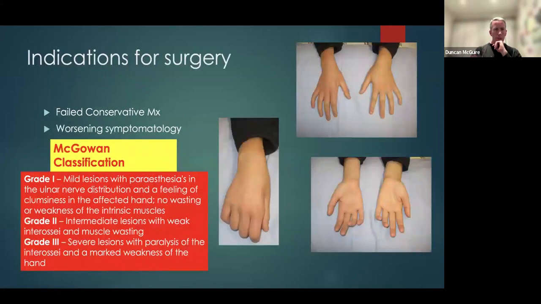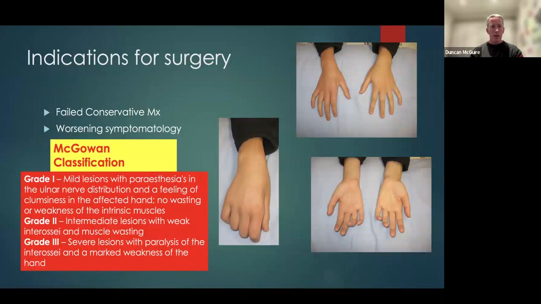All right, so the indications for surgery. It's really failed conservative management. So variable amount of time, but there's no right answer there as to how long you must wait. But it depends how long the patient's had it and how they're tolerating it. But definitely if the symptoms are getting worse, then you need to operate.